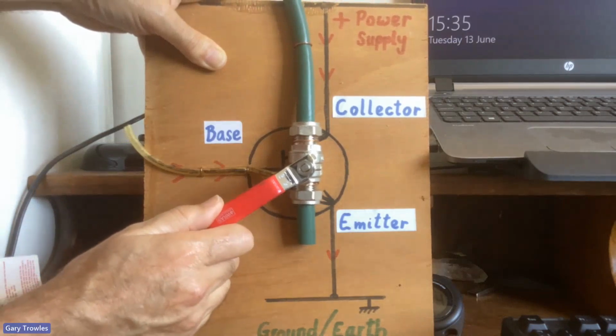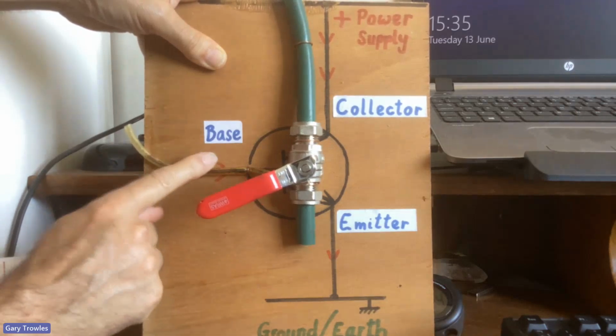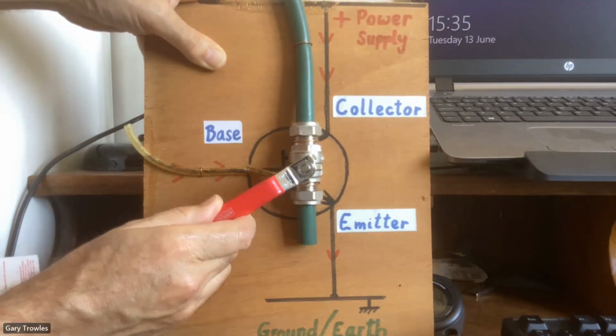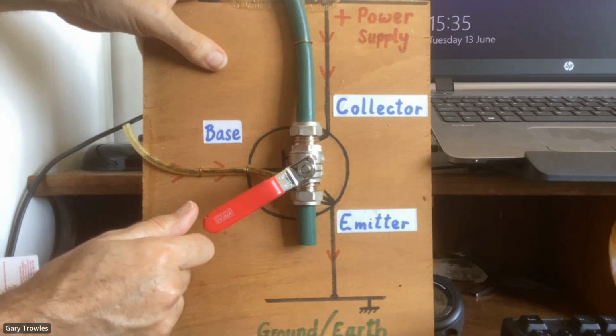When a transistor is used as an audio amplifier like this, and a small change in base current here causes a large change in collector current, it's known as the linear region.